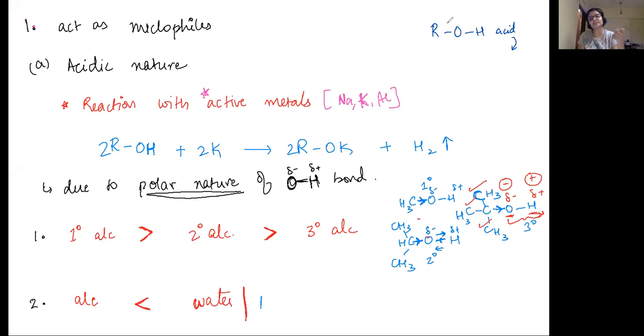Do you guys remember when we studied the concepts of Bronsted acids and Bronsted bases? If it is HCl, because HCl can donate a proton and form H plus and Cl minus, the reverse reaction means Cl minus is able to accept a proton to form HCl, which is why Cl minus is the conjugate base. Similarly, if we consider the acidic nature of alcohol, what will be its conjugate base? After removing H plus, RO minus is going to be the conjugate base.